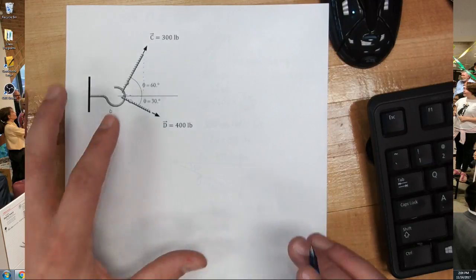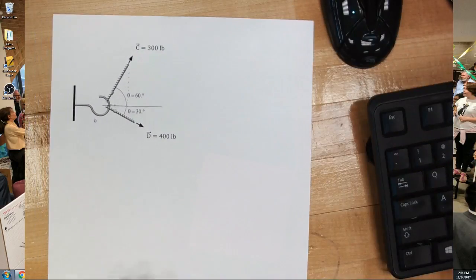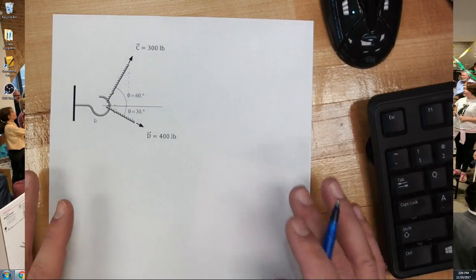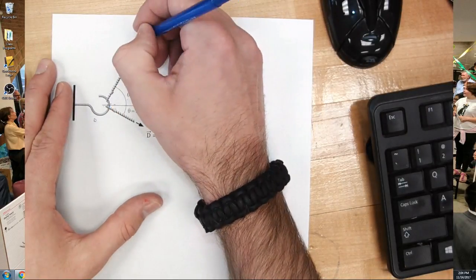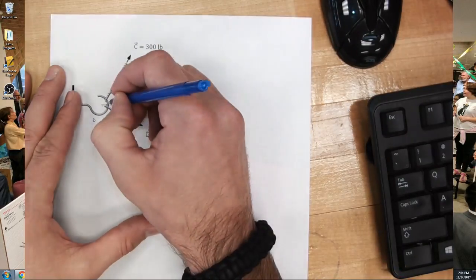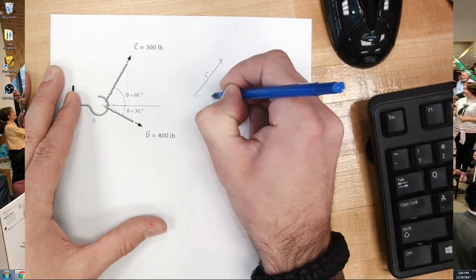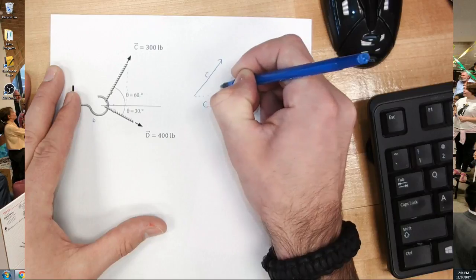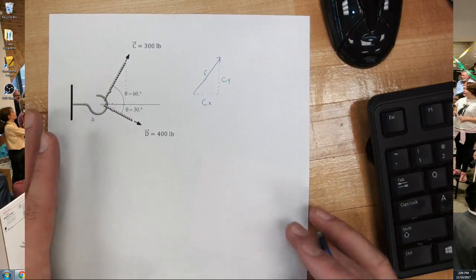So now what I'm going to do is go through and solve for each one of these forces. Okay? So I have 60 degrees. In this case, I have my F of C, or we'll just call it C. This is now going to be our C of X and our C of Y. And what I'm going to do is solve for each one of these.